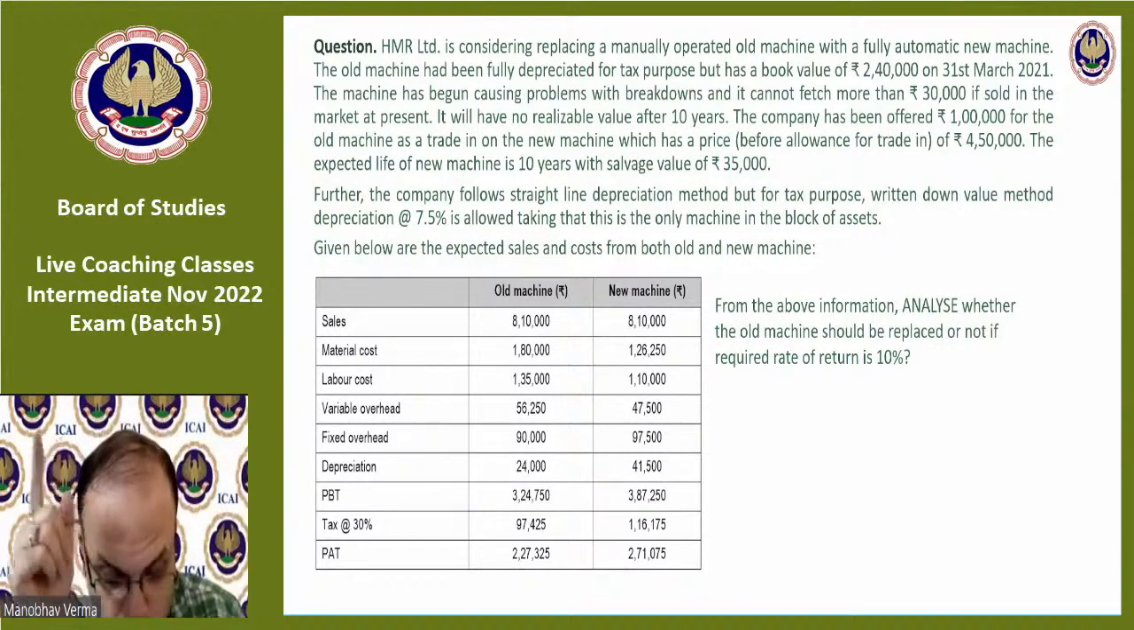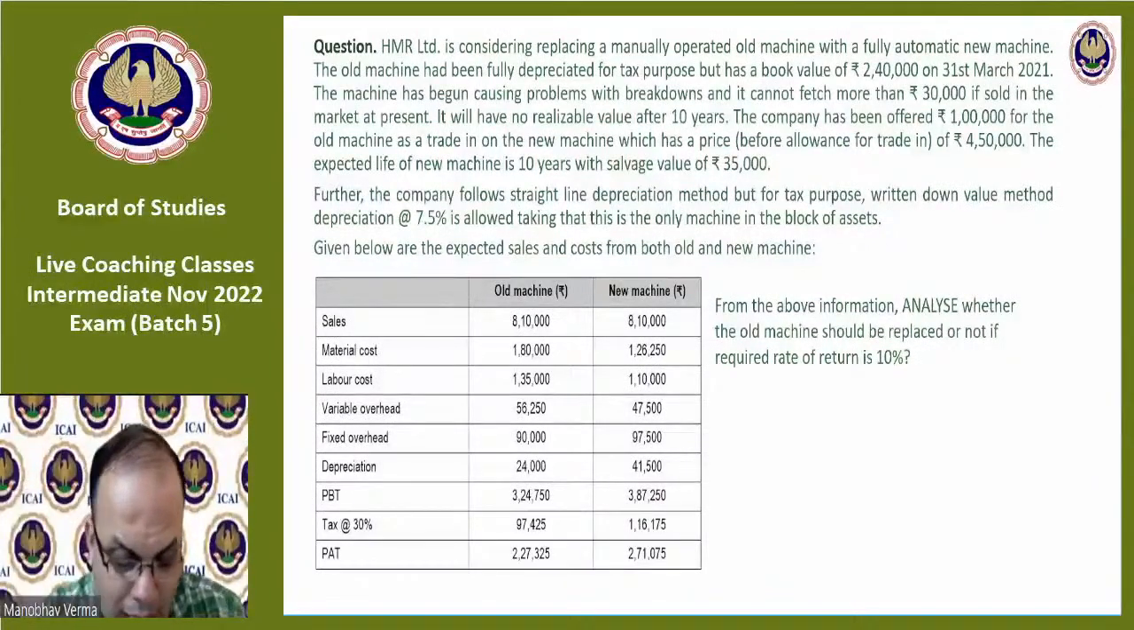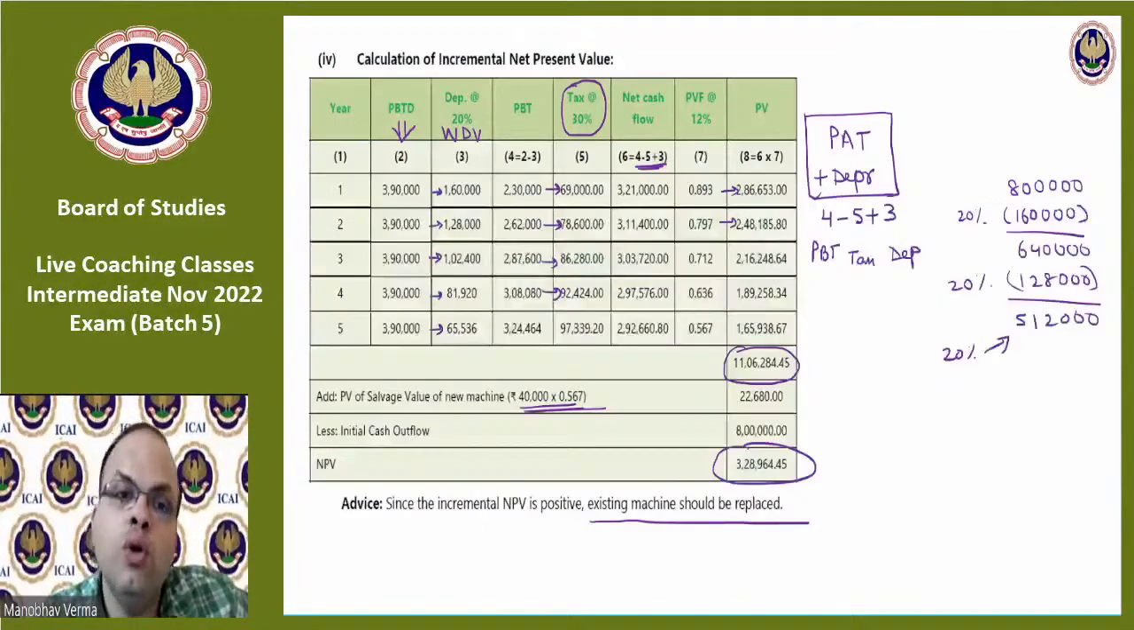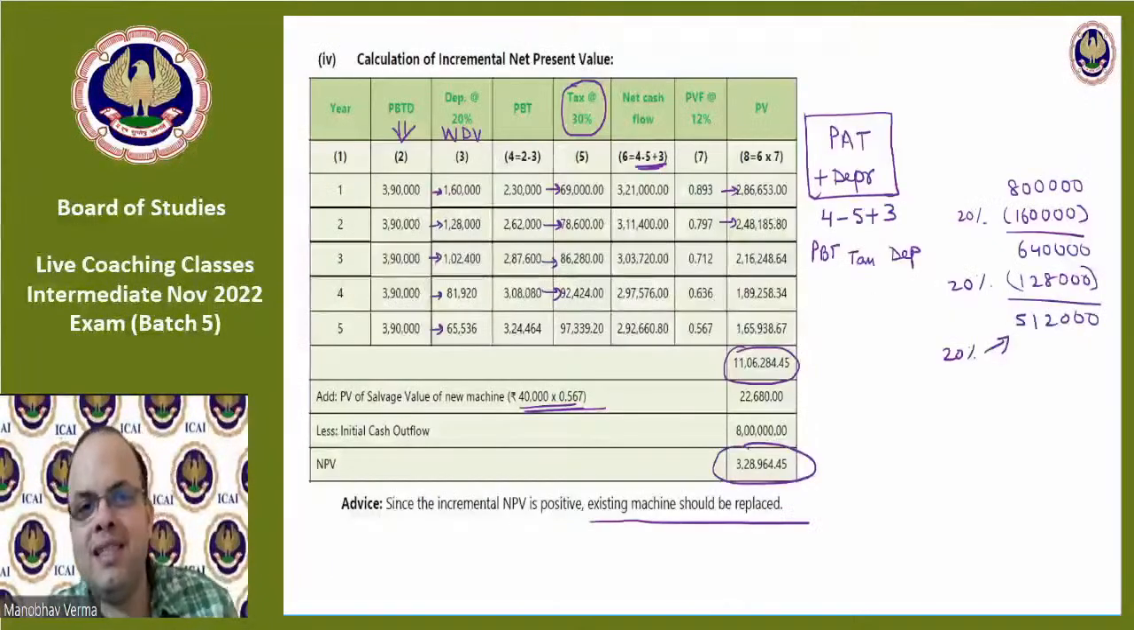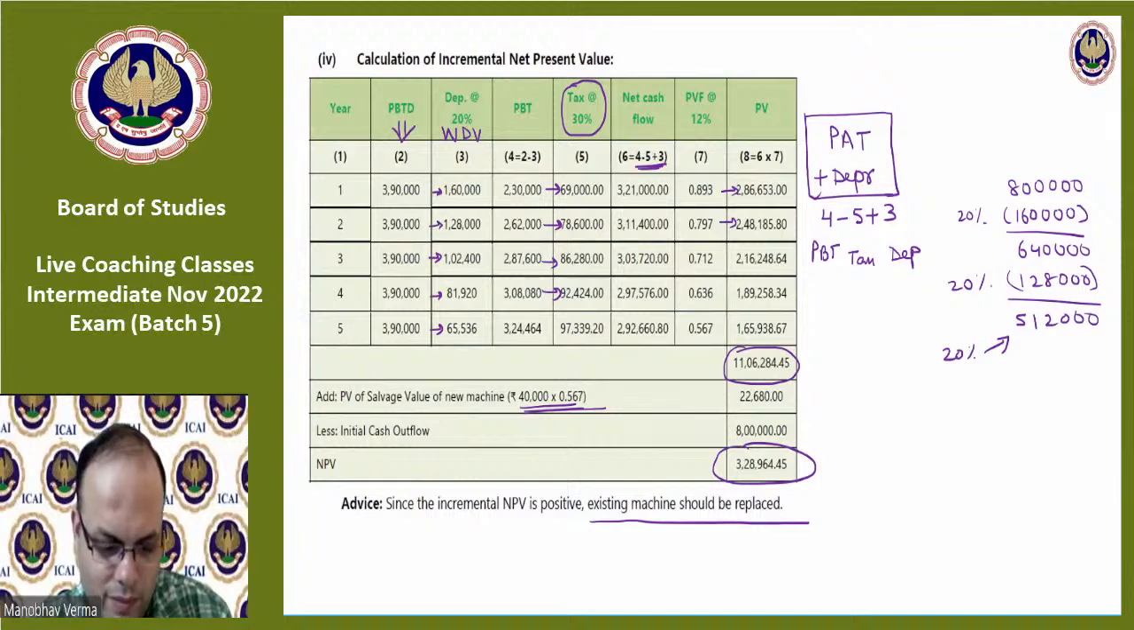Okay. Sudhanshu has a question. Why deduct the initial cash outflow of 8 lakhs? Sudhanshu, because you are talking about NPV: present value of incremental inflows minus present value of incremental outflow. Sudhanshu, makes sense? Okay, great.